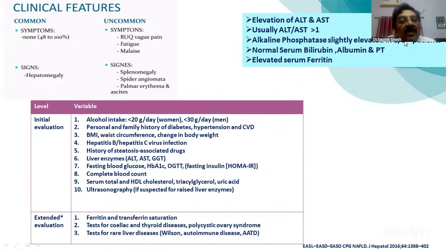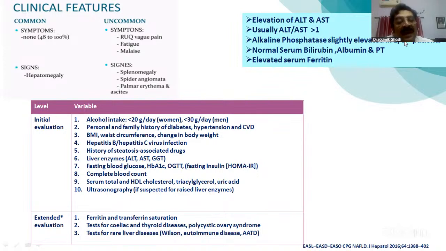So for initial evaluation, whenever you inquire of the patient for diagnosis of NAFLD, you have to ask about alcohol intake, and the personal and family history of diabetes, hypertension and cardiovascular disease. The BMI should be considered. Any viral hepatitis should be evaluated.